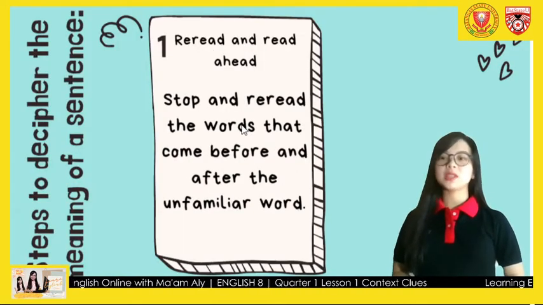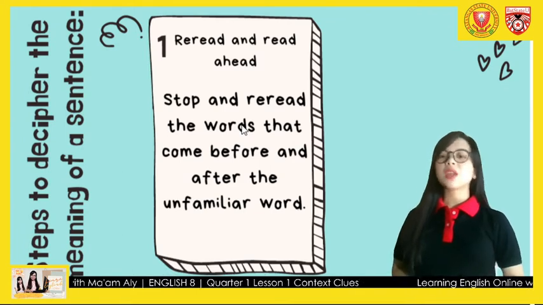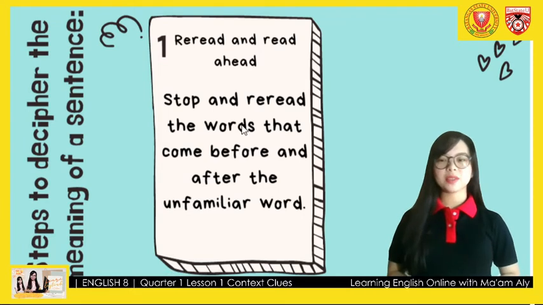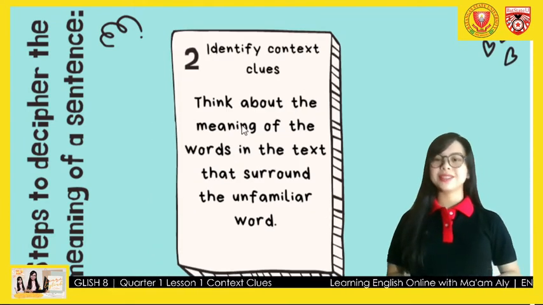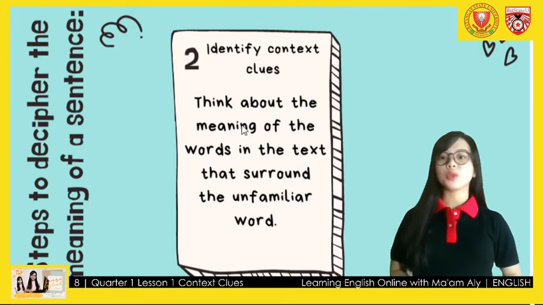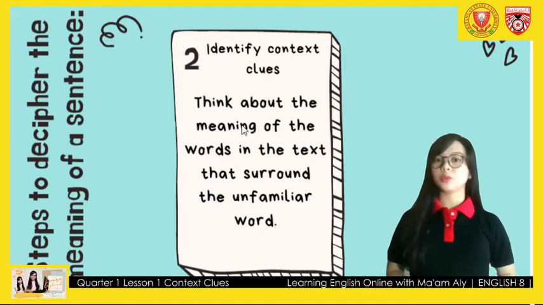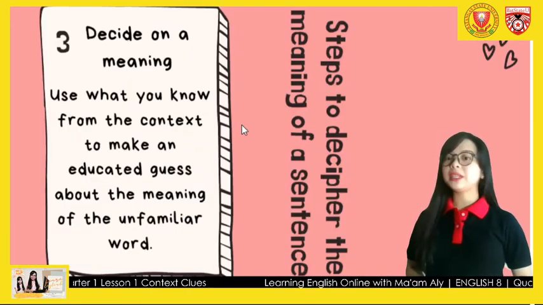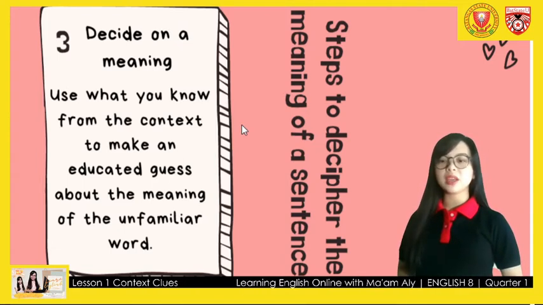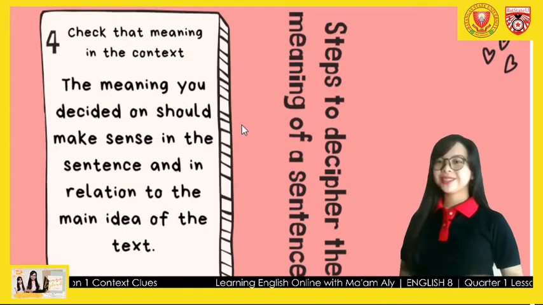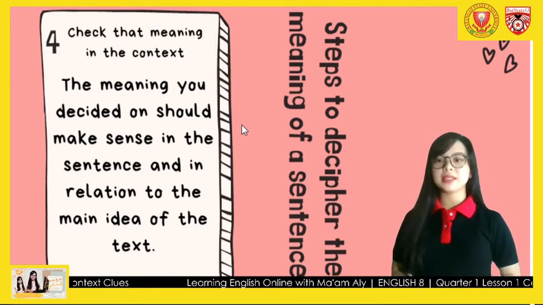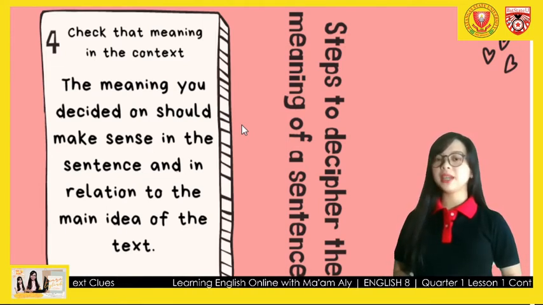Here are the steps to decipher the meaning of a sentence. First, reread and read ahead. Stop and reread the words that come before and after the unfamiliar word. Second, identify context clues. Think about the meaning of the words in the text that surround the unfamiliar word. Third, decide on a meaning. Use what you know from the context to make an educated guess about the meaning of an unfamiliar word. Fourth, check the meaning in the context. The meaning you decided on should make sense in the sentence and in relation to the main idea of the text.